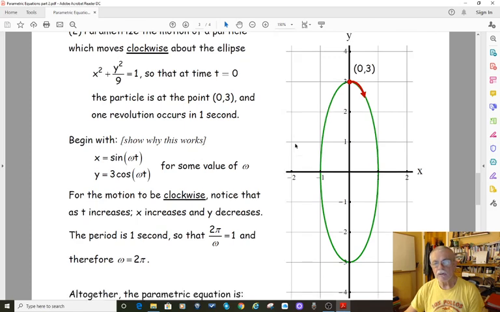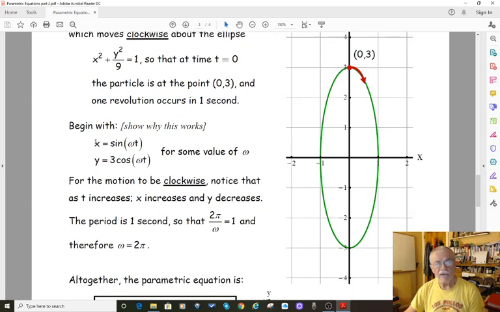Okay, so here's what we do. We're going to begin with x equals sine of omega t, y equals 3 cosine omega t for some constant omega. This is a Greek letter. It turns out we typically use omega in this context when we are talking about speed, because it's going to go around in 1 second. So your next question is, well, where did this come from? Well, first of all, let's see if it satisfies this equation, and then I'll show you how we make this choice.